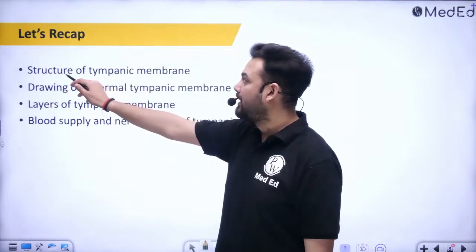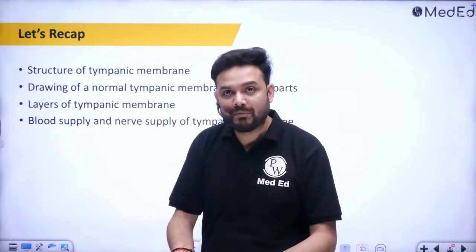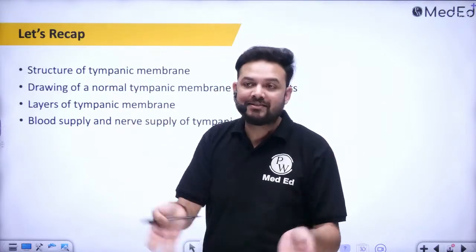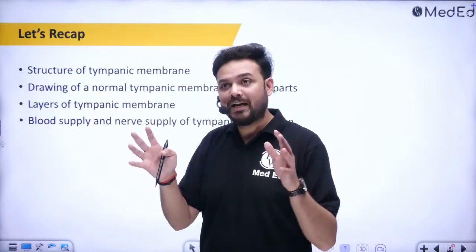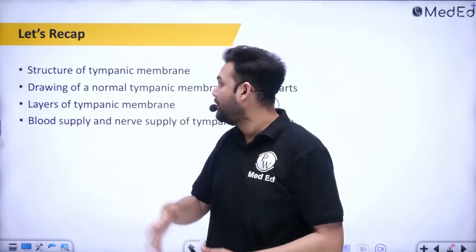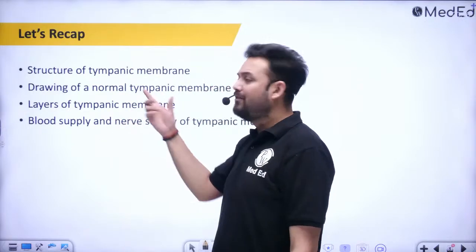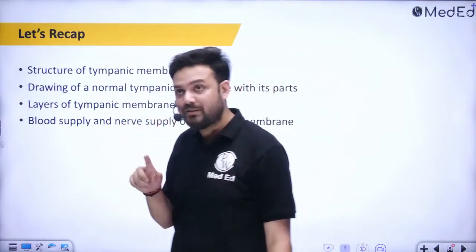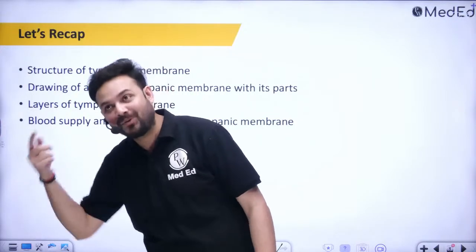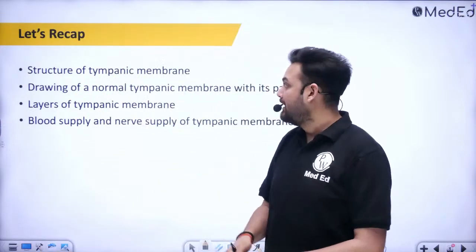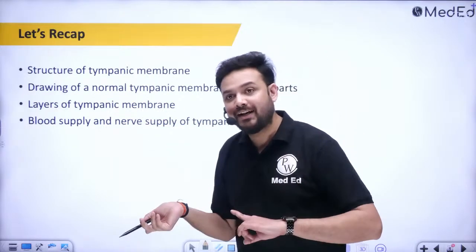Right from the beginning, we understood the structure of the tympanic membrane and its house. We understood the tympanic sulcus, the notch of Rivinus, and those spines. Then we put the tympanic membrane inside. We understood what the pars tensa and pars flaccida are, and finally the logic behind why tensa is called tensa and why pars flaccida is called flaccida. Correct? We understood how to draw a normal tympanic membrane on the right side as well as on the left side.